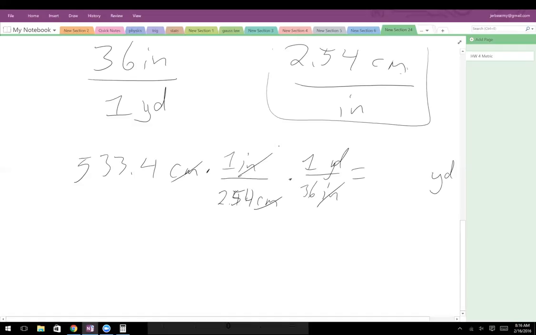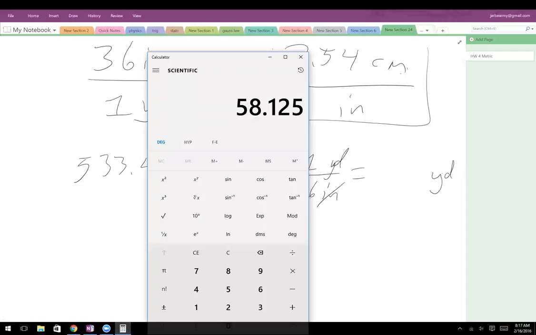And now I'm left with yards on top. And hey, I was looking for yards on top. So that's all good. Now everything on top you multiply, and then divide by everything on bottom. So 533.4 times 1, and then divided by 36 and divided by 2.54. It's 5.83.